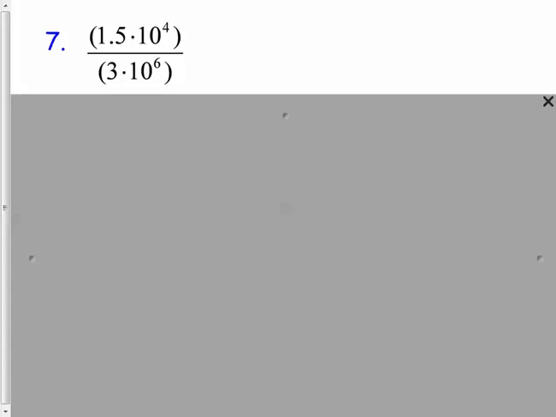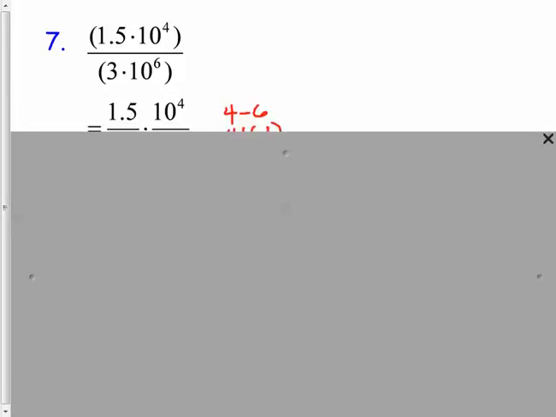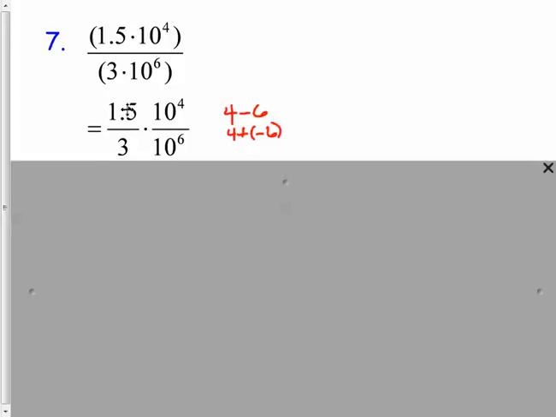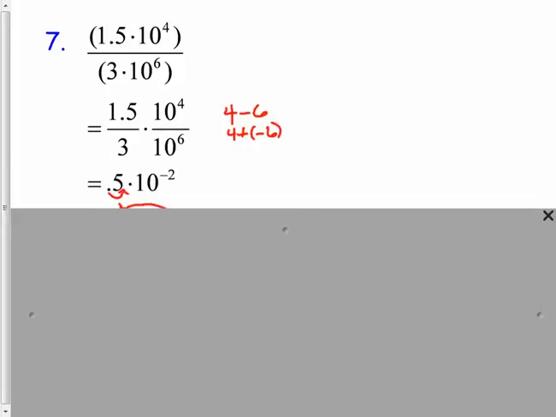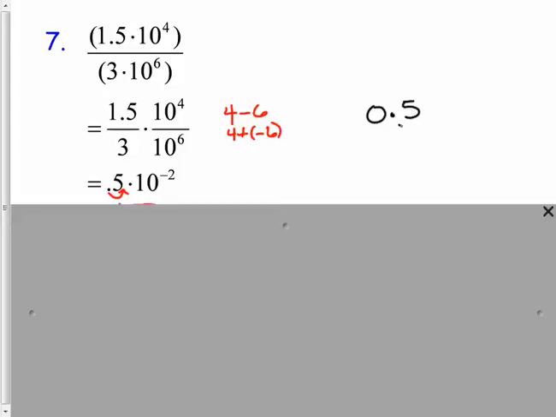Okay, let's try another one. This is our last example, so go ahead and try it, and I'll be back in just a second to show you what I did. Okay, first step that we think is 1 1/2 divided by 3, and then 10 to the 4th divided by 10 to the 6th. So 4 minus 6, or 4 plus a -6, gives me a -2, and 1/2 divided by 3 is 1/2. So 0.5, written like this, we need to move that decimal point this way.